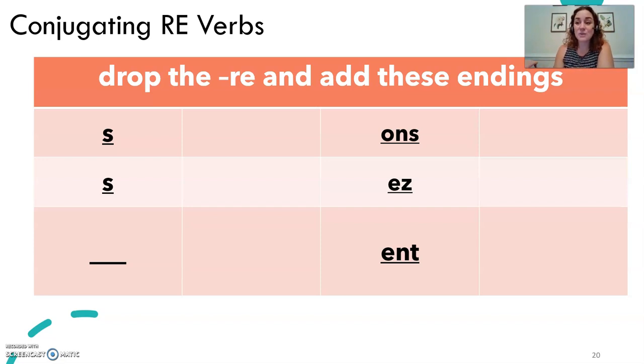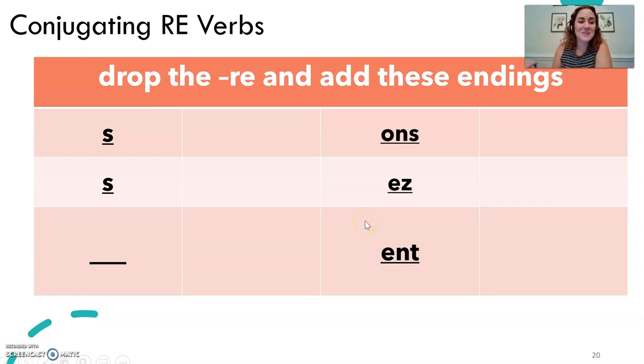I did have a student one year who sang a little song to help them remember these, and I thought it was cute, so I will sing it for you now. It goes, S, S, then nothing, ONS, EZ. Then you add the ENT, and that's how you RE. It's cute. S, S, then nothing, ONS, EZ. Then you add the ENT, and that's how you RE.